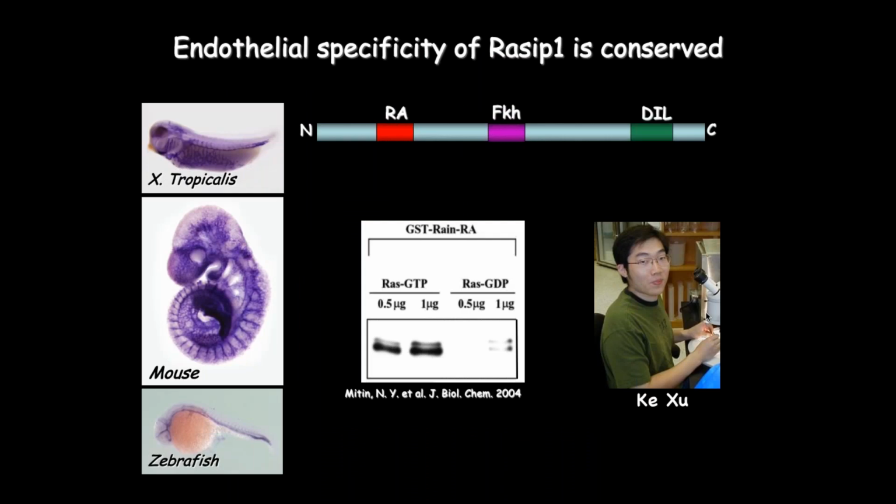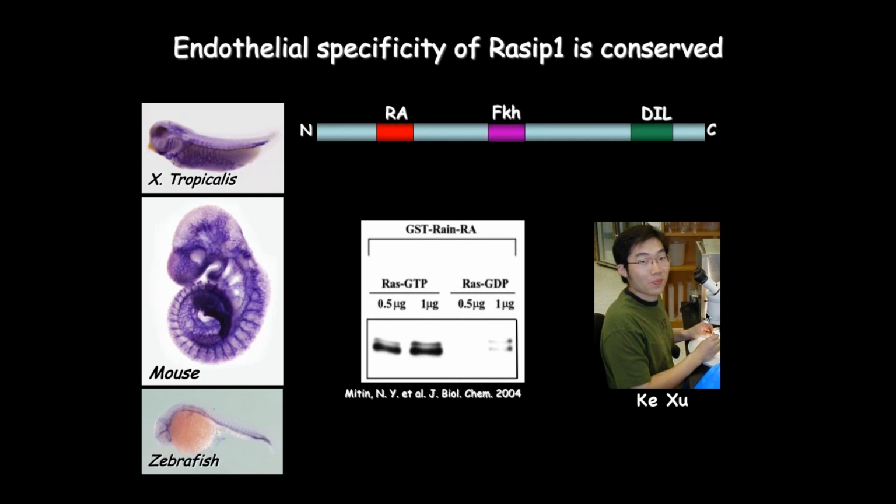So here's just a close-up of RAS IP1, RAS interacting protein 1. And it is expressed in a conserved manner throughout different species. You're looking at a frog, a mouse, and a zebrafish on the left-hand side. And it's endothelial specific. In fact, in animals that lack all endothelial cells, mutants that lack endothelial cells, there's no expression. So this really piqued our interest. Was this factor going to be important in early blood vessel formation? There was very little known about it.